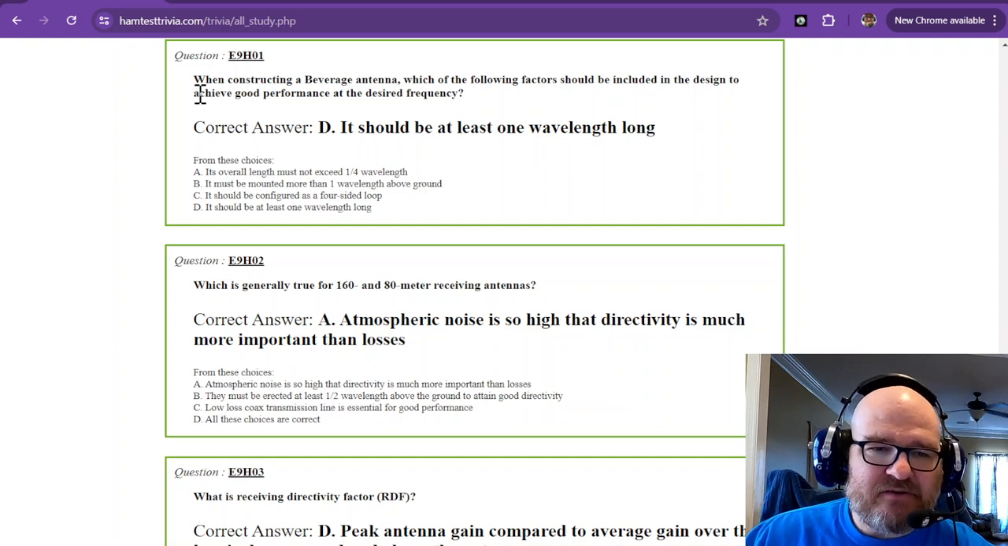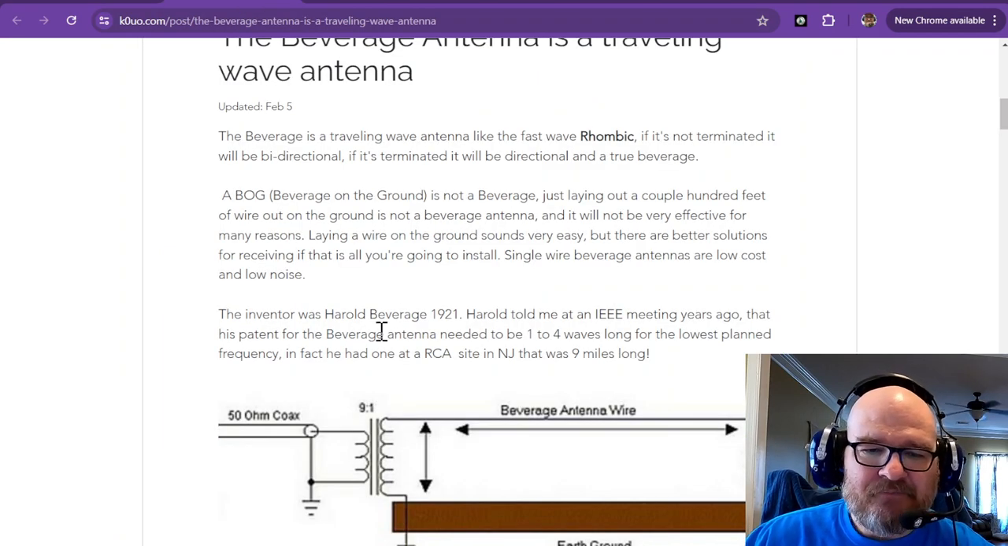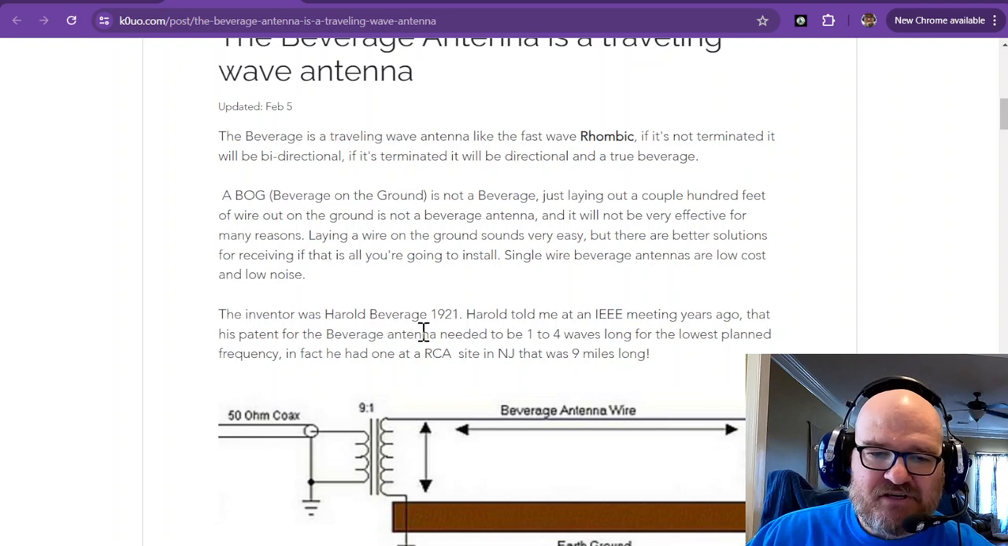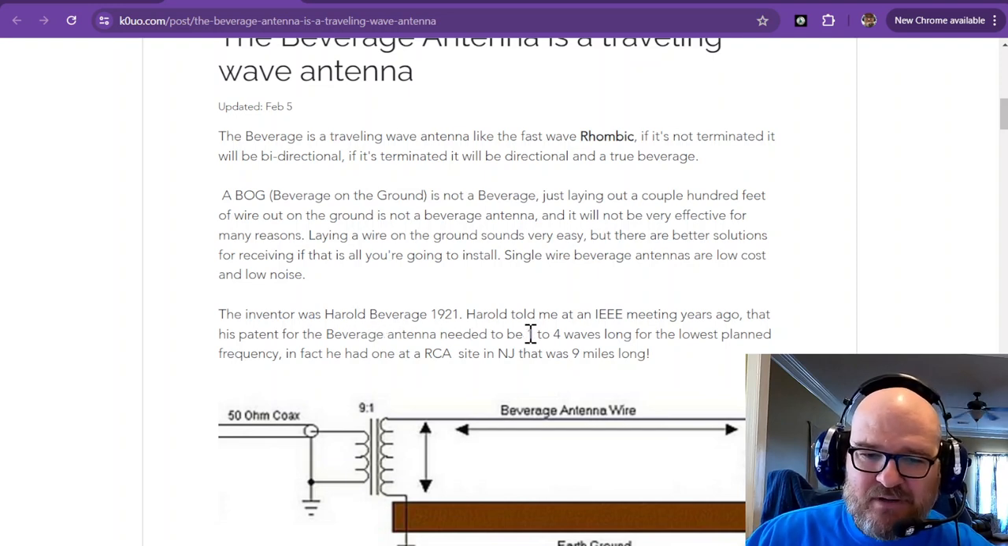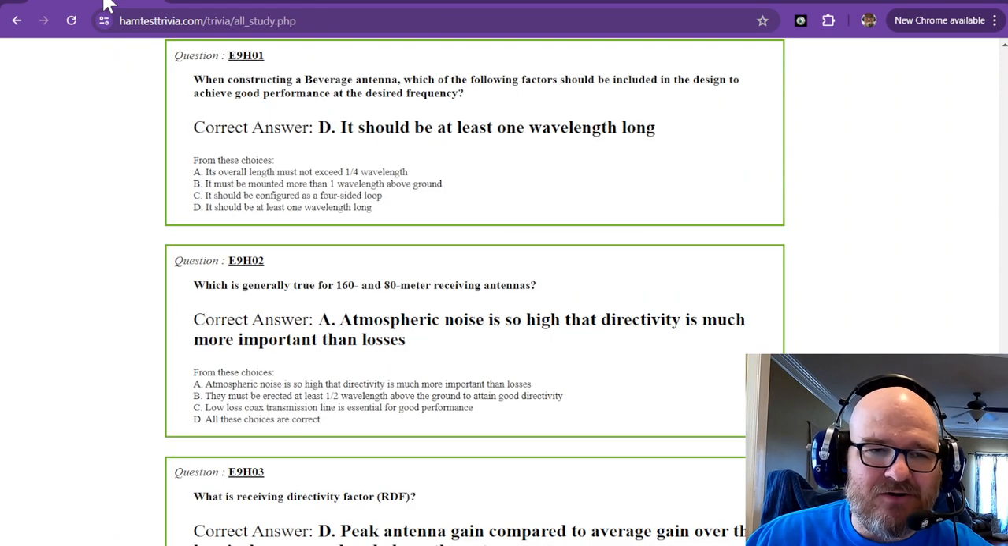Question 1 says, when constructing a beverage antenna, which of the following factors should be included in the design to achieve good performance at the desired frequency? And that is, it should be at least one wavelength long. Now, old Harold Beverage said it should be 1 to 4 waves long for the lowest planned frequency. And it can be quite dang long. He had one in New Jersey that was 9 miles long. That was a big yard.